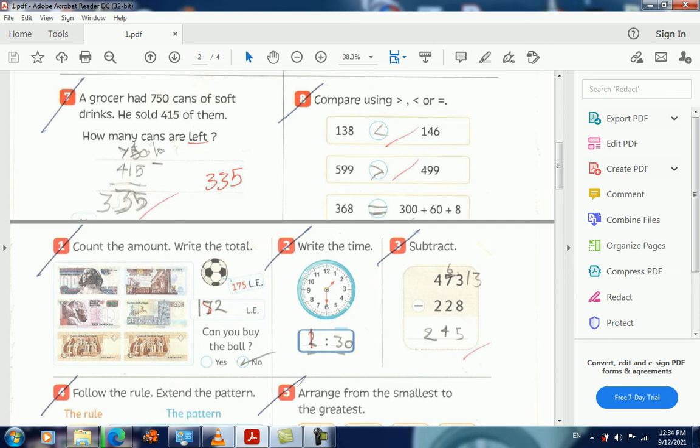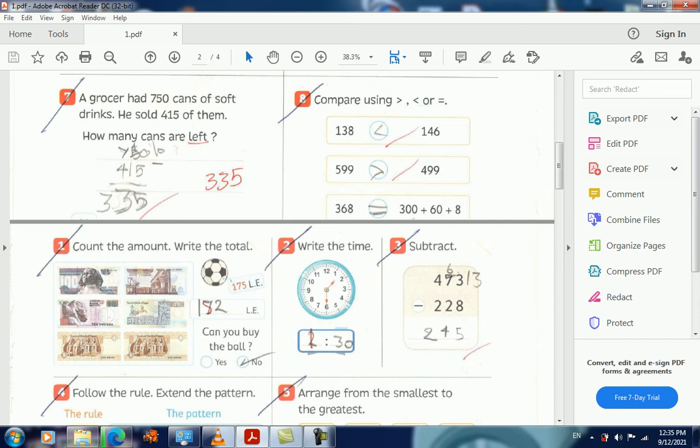We try to subtract 5 from the 0. We can't do that. So we have to borrow 1 from the 5. So the 0 becomes 10. Then 10 minus 5 is 5. And that 5 in the 750 became 4. So 4 minus 1 is 3. Then 7 minus 4 is 3. So we end up with 335 cans left.